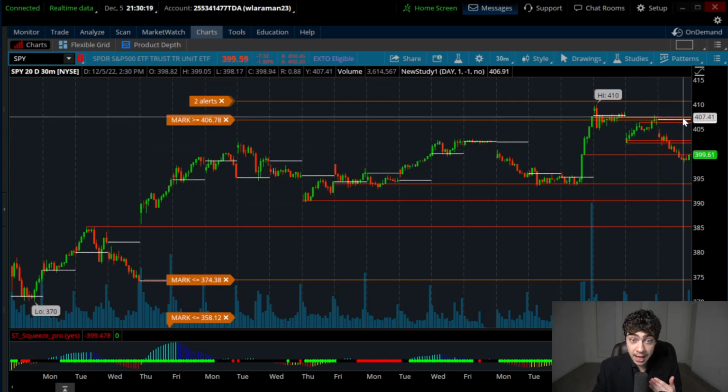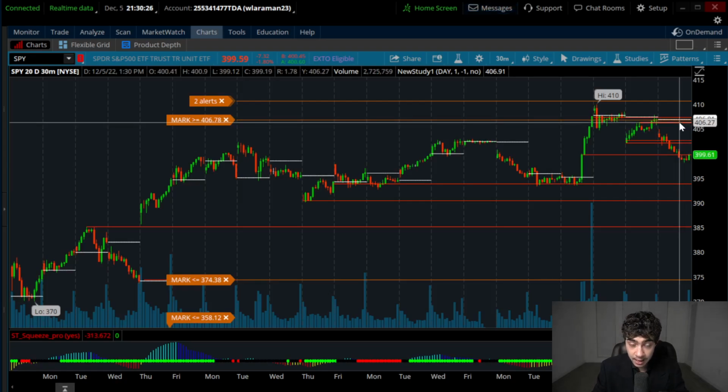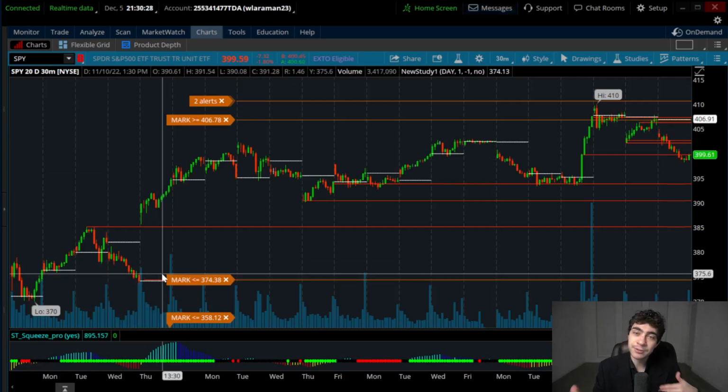If SPY filled this gap at 406.91 and then started reacting as a reversal, that would make my trade better on the put side, because then there's a gap to fill below at 374. You see how that works? So those are the best prices you could possibly be trading at.